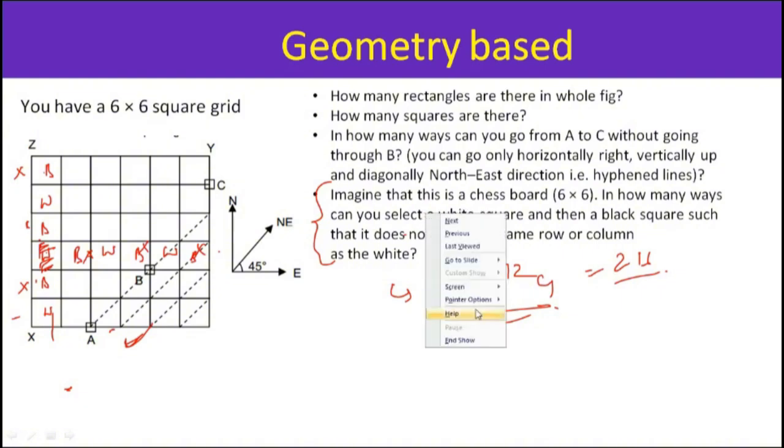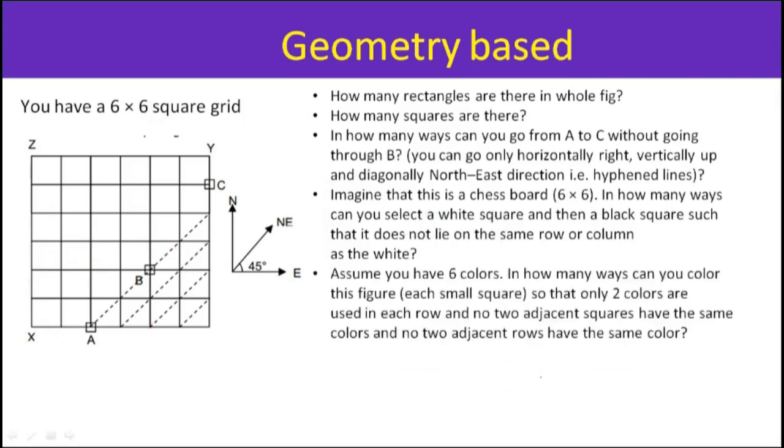Perfect. I think today we have learned a lot of concepts. Let's see who can do this. Assume you have 6 colors. In how many ways can you color this figure, each small square, so that only 2 colors are used in each row, and no 2 adjacent squares have the same color, and no 2 adjacent rows have the same color. Again, guys, the reason why we are doing this is that it is more like a DILR set, which will have these individual parts. Right? So yeah, try this now.